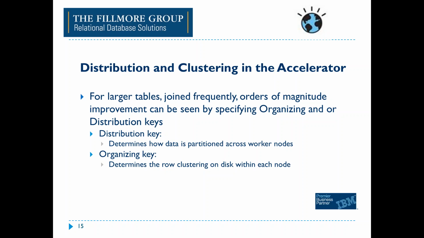So the distribution and clustering within the accelerator now relies, especially the distribution, on the DPF feature. It's not called that anymore, but for those of you who are familiar with IBM's Db2 for LUW, that's essentially what it is. The organizing key is what allows you to exploit the data skipping, or the zone maps, so that I can say I want state to be an organizing key, and that way keep the range of different possible states on an extent limited.